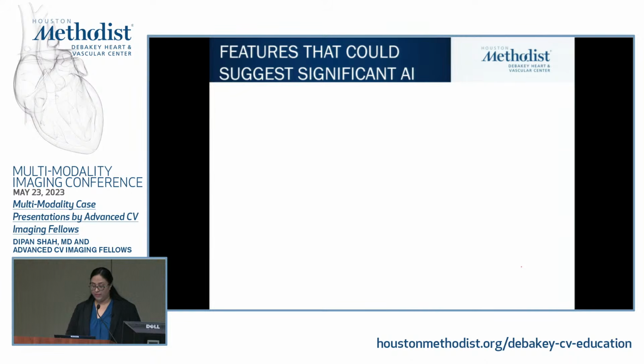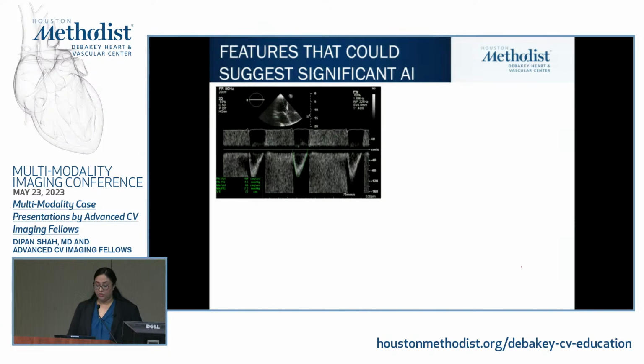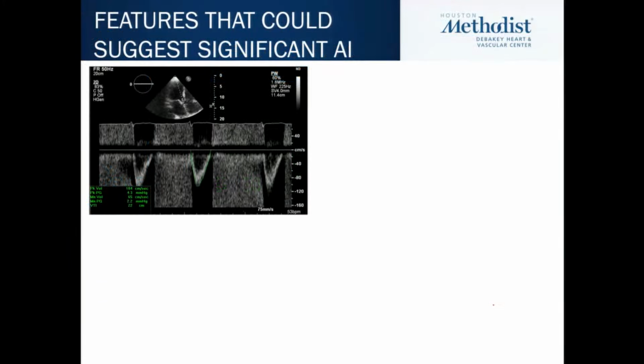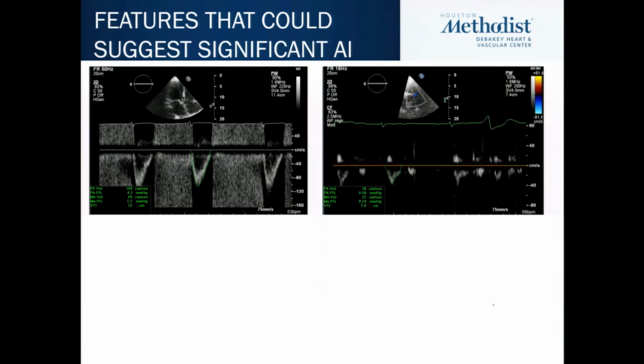So here we can see the LVOT VTI. So I traced one of the LVOT VTI. It comes to about 22 centimeters. The LVOT diameter was about 2.5 because of the dilatation. So a stroke volume of 108 ml in someone with severe MR should make you suspect that this could be a significant AI. The other is the RVOT VTI.